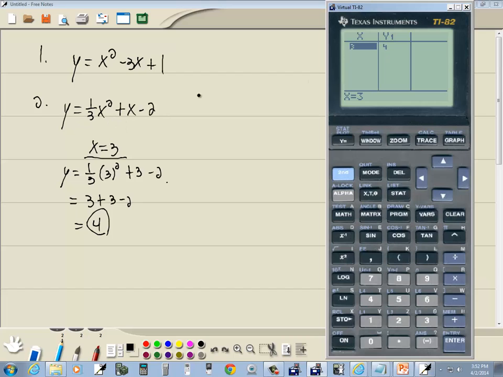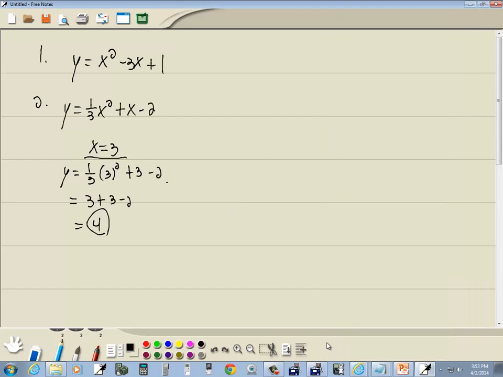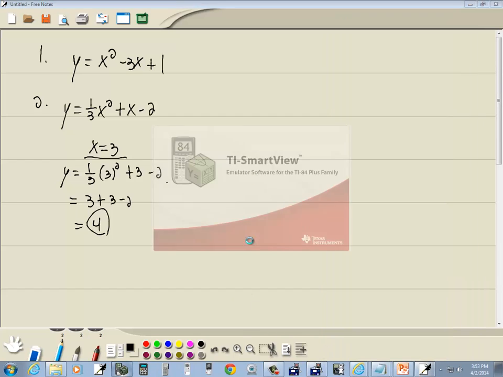TI-82 is not following order of operations. What is it doing? Okay, let me go back here. It was doing a squared, I can see that, and then it was going through and doing the multiplication first and then doing a division. Well, that's not what order of operations says. I was floored when I ran across this. Let me show this in a different calculator.